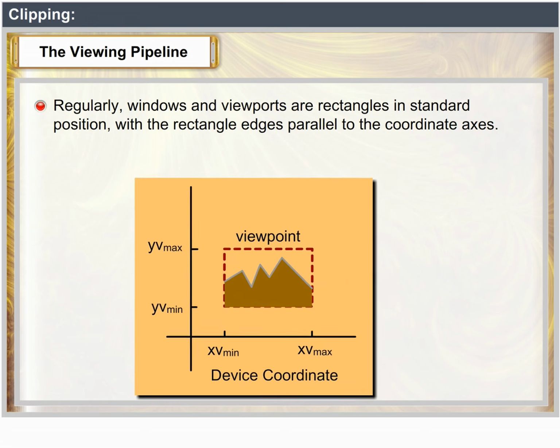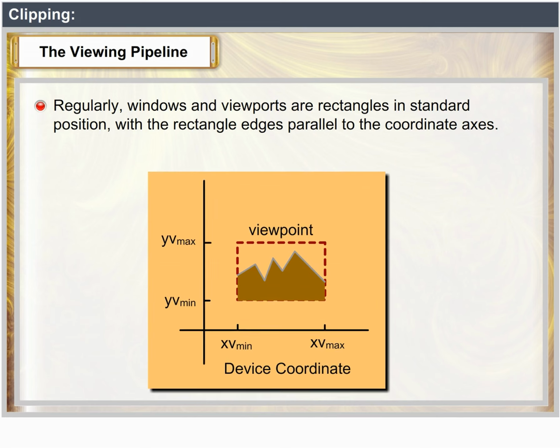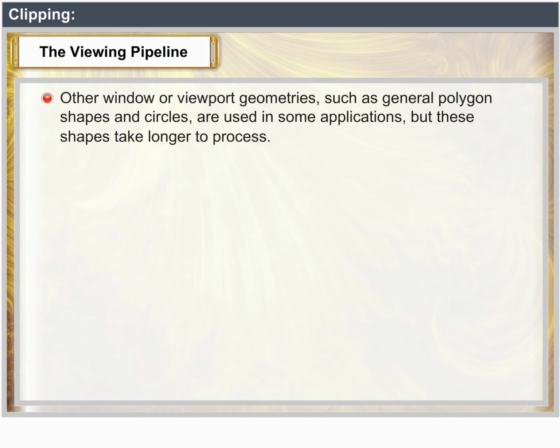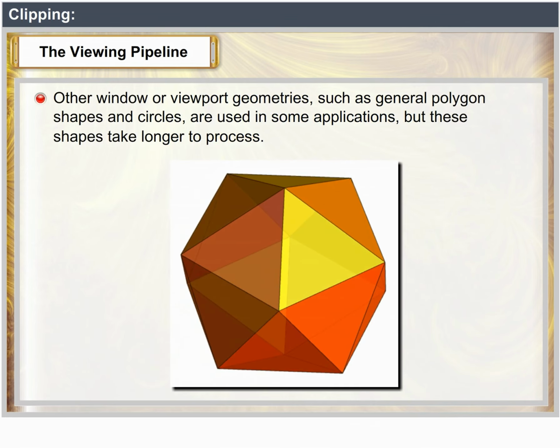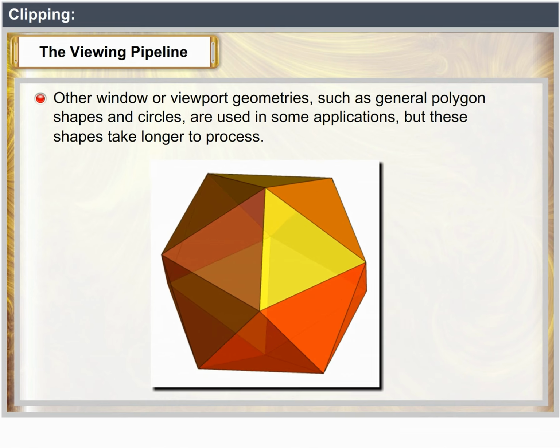Often, windows and viewports are rectangles in a standard position with the rectangle edges parallel to the coordinate axes. Other window or viewport geometries, such as general polygon shapes and circles, are used in some applications, but these shapes take longer to process.